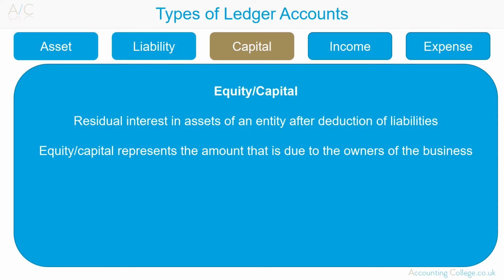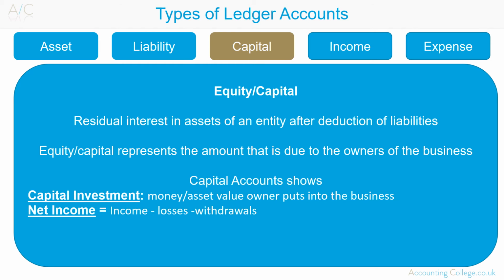The terms capital and equity are interchangeable. Capital is the residual interest in the assets of an organization after the deduction of all of its liabilities. Equity or capital represents the amount that is due to the owners of the business. Capital accounts show owners' investments in an organization.